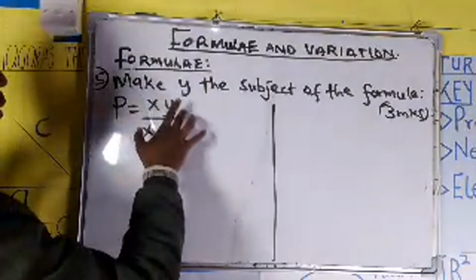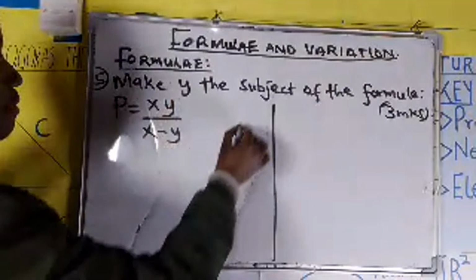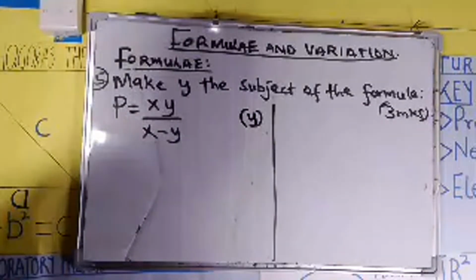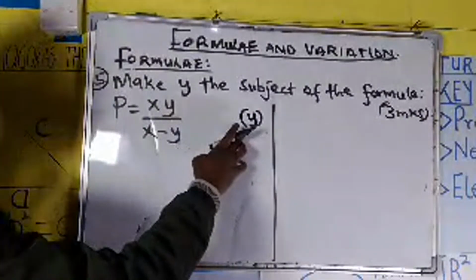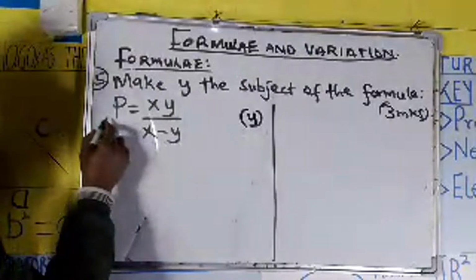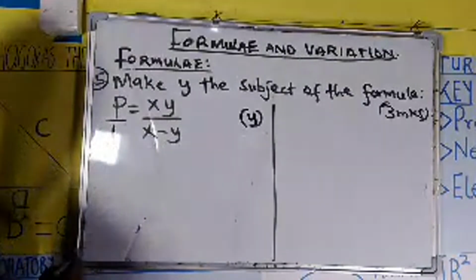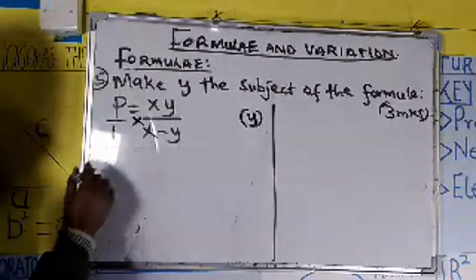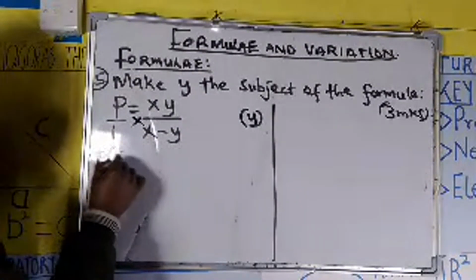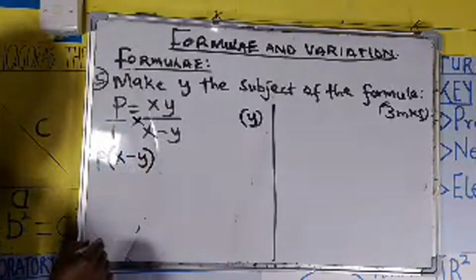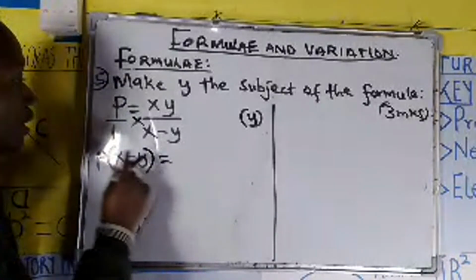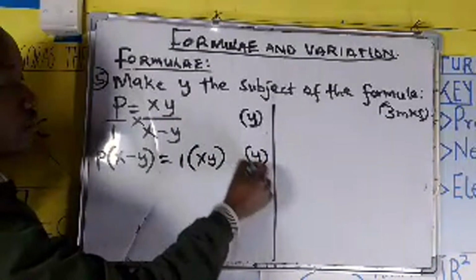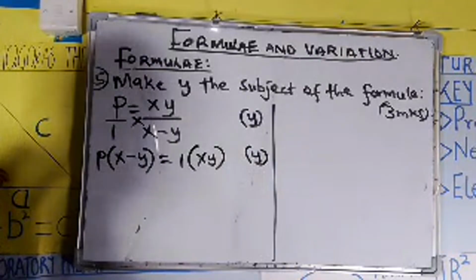So P is equal to xy over x minus y, and we have been told to make y the subject of our formula. So tukiwa na hii, tutakuja tuseme hii ni the same na P over 1. Hii ikiwa P over 1, let us cross multiply. Na tuki cross multiply tutapata P into bracket x minus y is equal to 1 into bracket xy, and we are supposed to make y the subject of the formula.